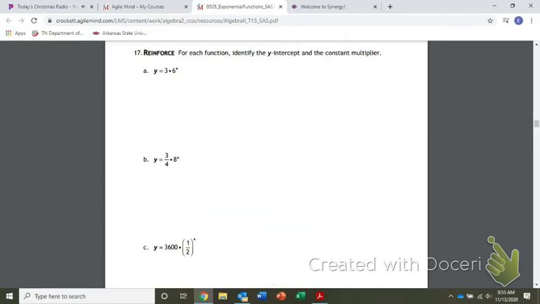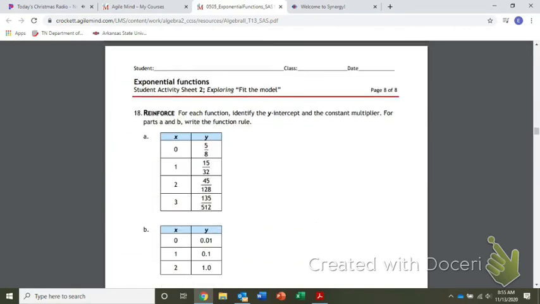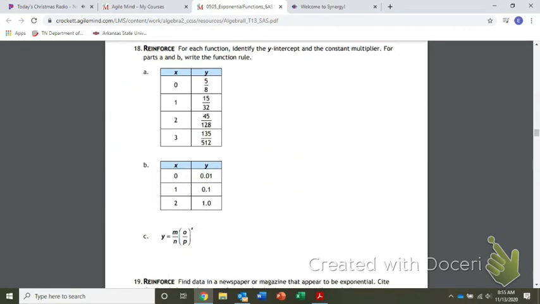Now we're given the chart, and we have to write the function rule. So remember, your function rule is y equals a times b to the x. So on the first one, you're dealing with fractions. Here's the easy way. Compare your tops, compare your bottoms. So, from 5 to 15, what am I doing?